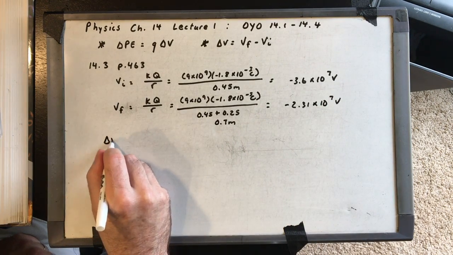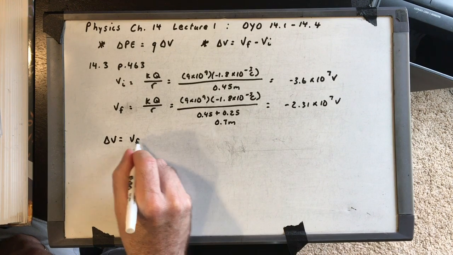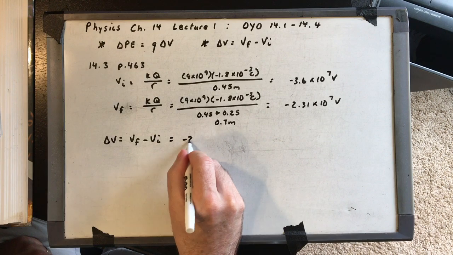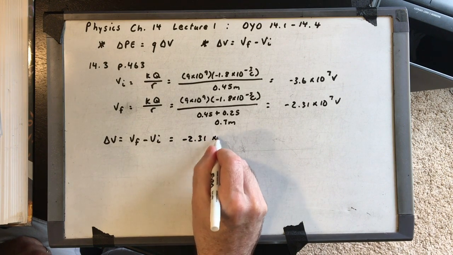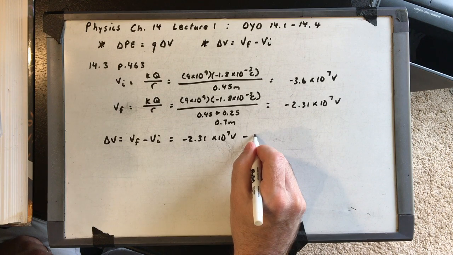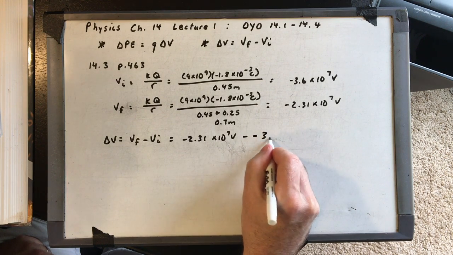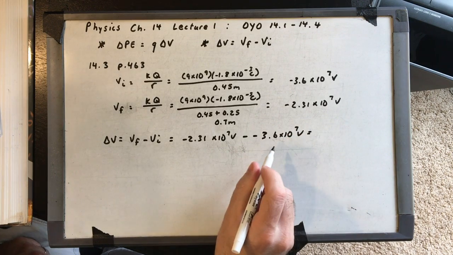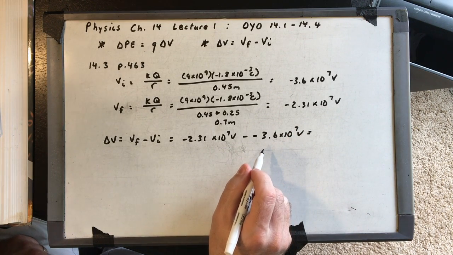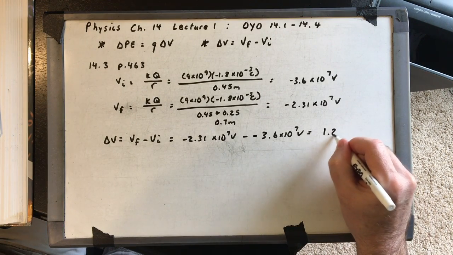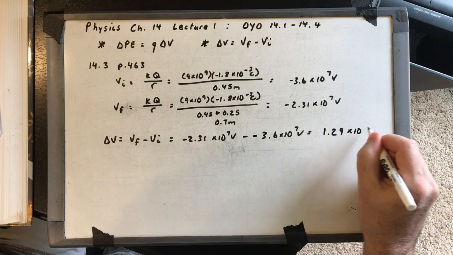So our change in voltage is final minus initial. So that's negative 2.31 times 10 to the 7th minus negative 3.6 times 10 to the 7th. So minus negative would be plus, and so you have a change in voltage of 1.29 times 10 to the 7th volts. So positive.